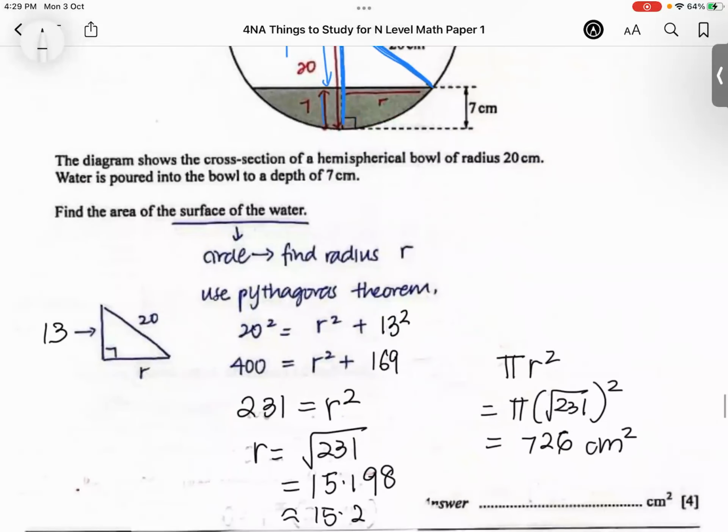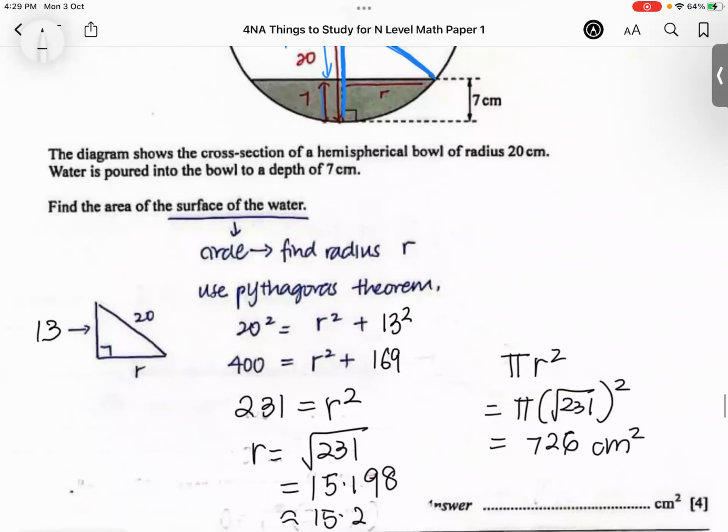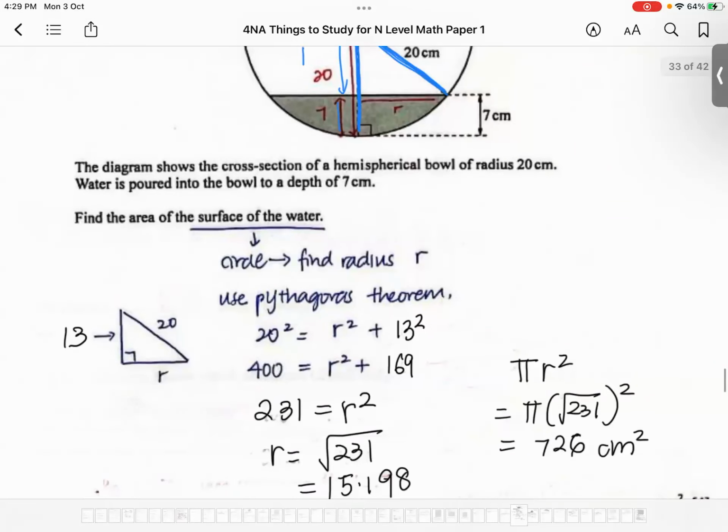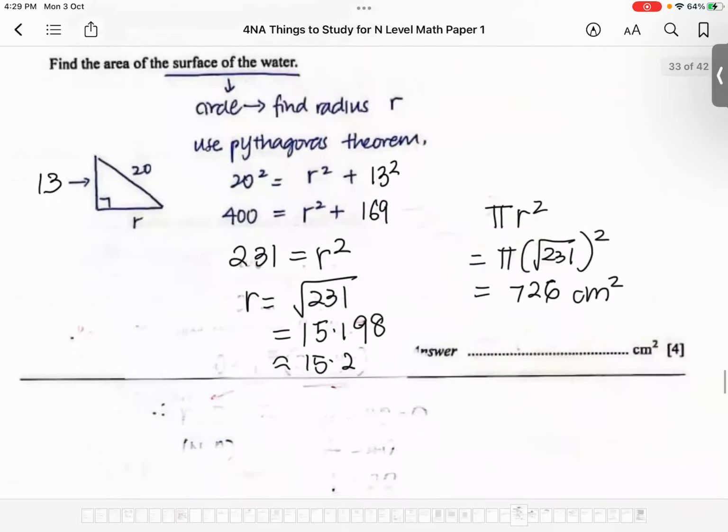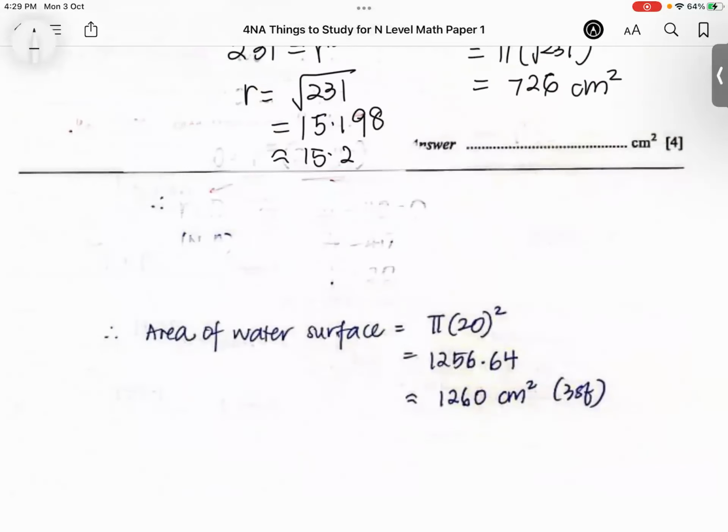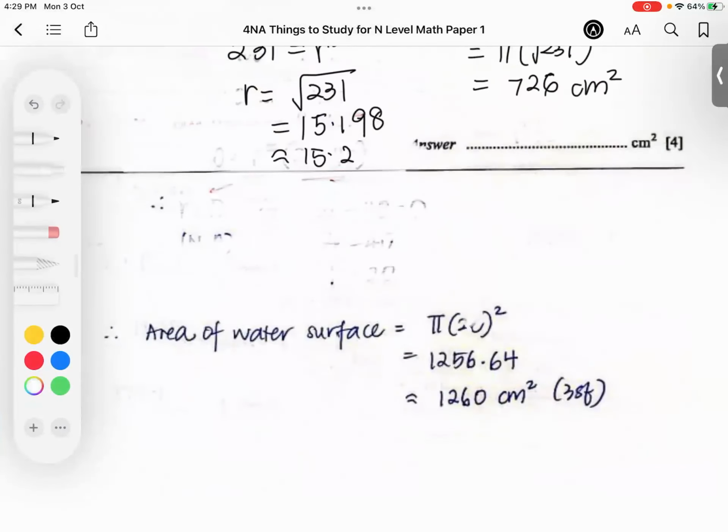This one is in 2021 paper 2, I think. 2021 paper 2. Though this part is wrong, all wrong, so this part you'll just erase away.